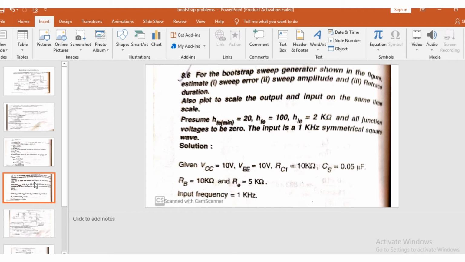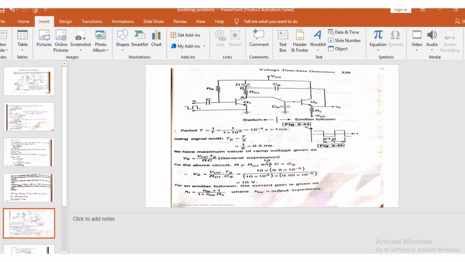Now we'll start the solution for this. First you write down all the given values. Given VCC is equal to 10 volts, RC1 equal to 10 kilo ohms, C is equal to 0.05 microfarad, RB is equal to 10 kilo ohms, and RE is equal to 5 kilo ohms. Input frequency equal to 1 kilohertz. Now this is the circuit given. First we have to find out the period T. T is equal to 1 by F. We know this relation very well. Given F is equal to 1 kilohertz, therefore T is 1 millisecond.